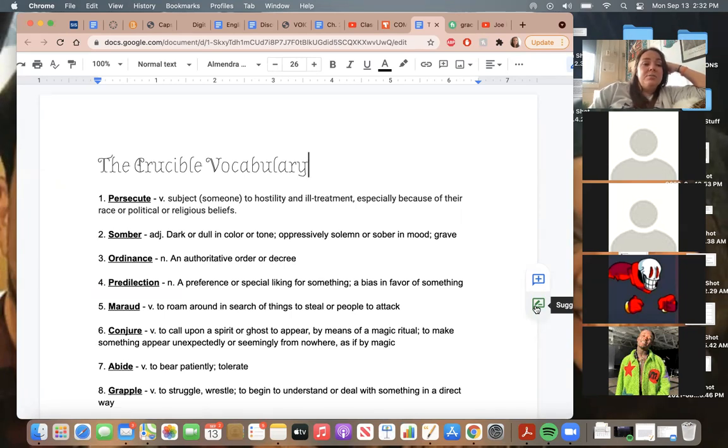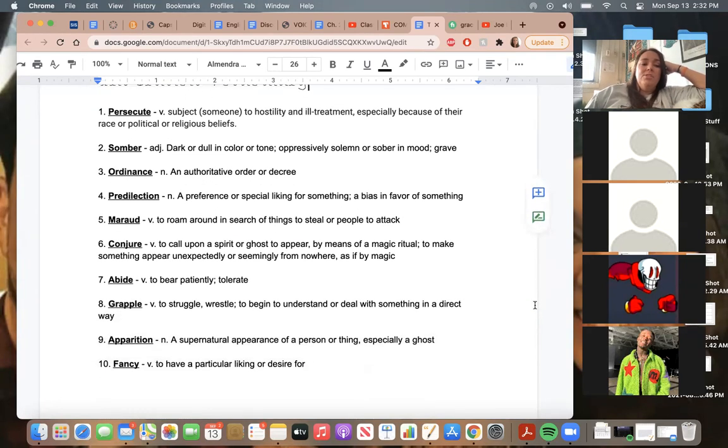Number 6 is conjure, like The Conjuring, to call upon a spirit or ghost to appear by means of a magic ritual, or to make something appear unexpectedly or seemingly from nowhere as if by magic. So it could be literally like conjuring up a spirit or something, or it could be like I conjured that out of thin air. Number 7 is abide, which means to bear patiently or tolerate. Number 8 is grapple, which means to struggle or wrestle. It could be physically, or in a more metaphorical sense, it could mean to begin to understand or deal with something in a direct way.